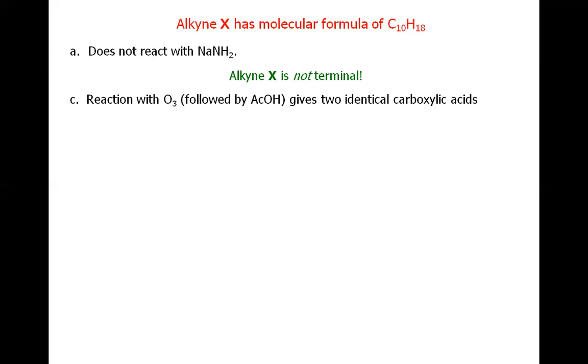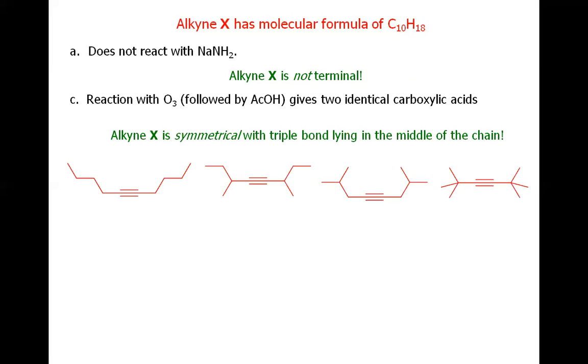This is a very good piece of information, because from this we may simply infer that alkyne X must be a symmetrical molecule with the triple bond lying in the middle of the chain. Why am I saying this? So first let us take the case.